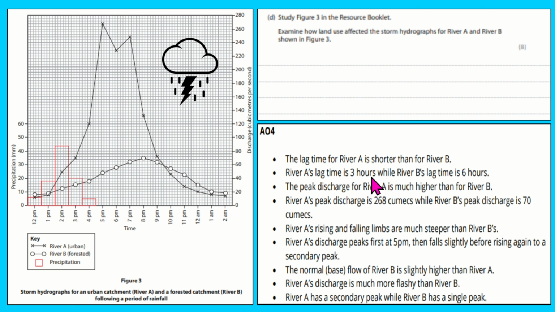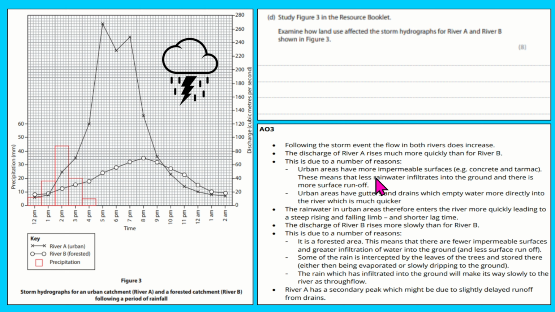River A, lag time 3 hours. River B, lag time 6 hours. So could you do that? River A, 268 cubics, B, 70. So what you're saying is here, you'd be adding your points about maybe urban areas use gutters and drains, less interception from trees, deforestation, blah, blah, blah.